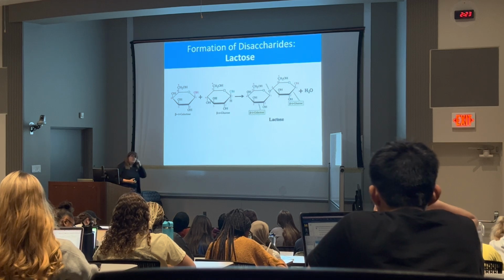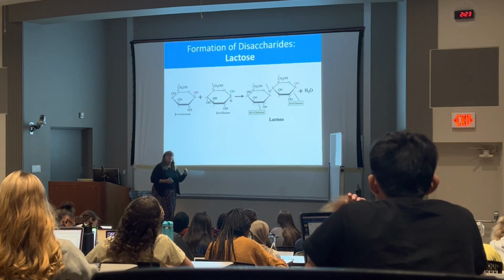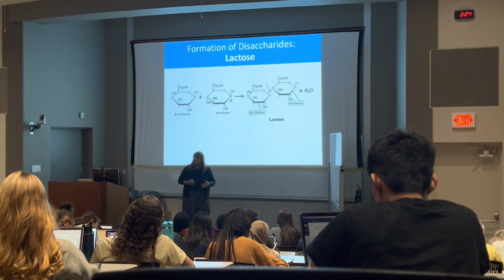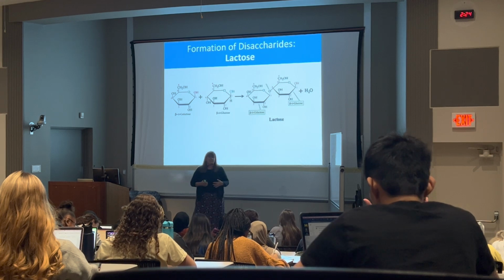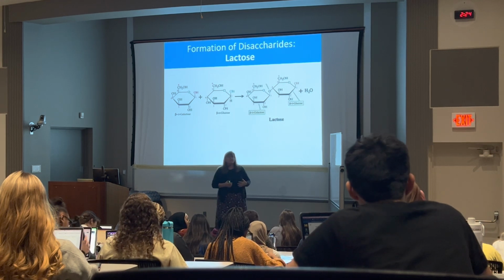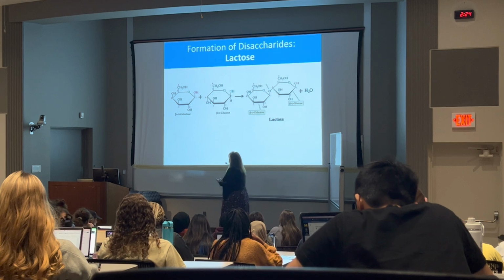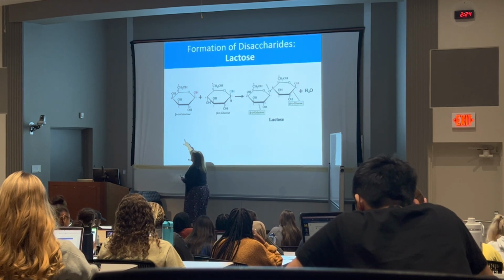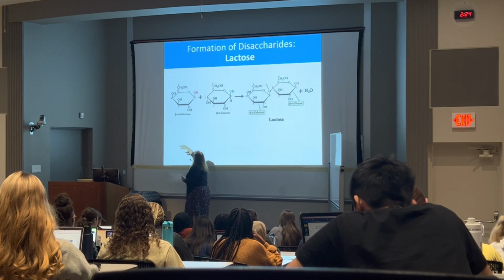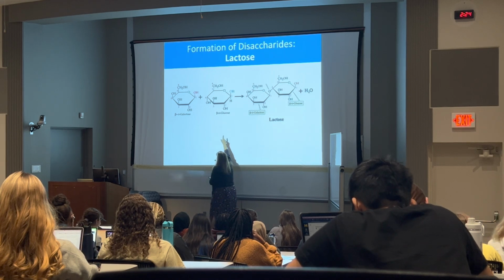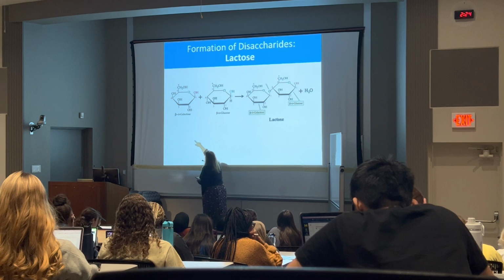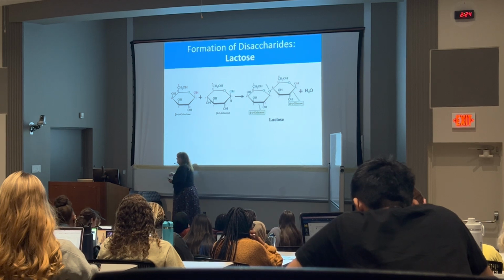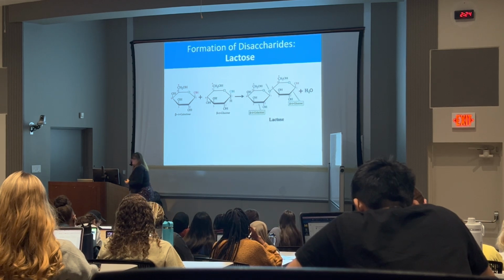Okay, let's go into lactose. Some people are lactose intolerant. You drink lactate instead. Lactose is made up of two monosaccharides, so it's a disaccharide. It's made up of beta-D-galactose and beta-D-glucose. These are isomers of one another. They're diastereoisomers of one another.